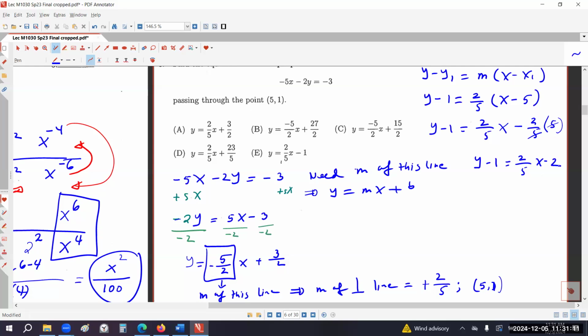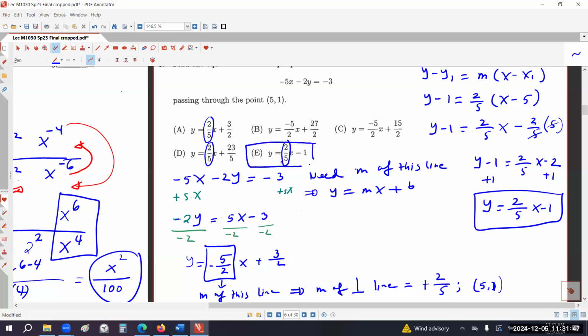To get the y alone, what is our last step? Add 1. So we get 2/5 of x minus 1. See 2/5 here, here, and here. Three of these have 2/5. So just because you see 2/5, it doesn't mean you got your answer already. You also need to find the y-intercept. Once you find the y-intercept, now you know your answer is only the last one.